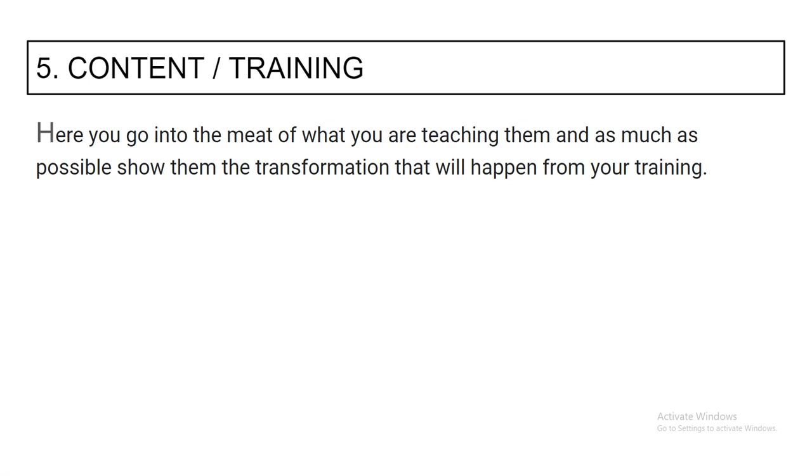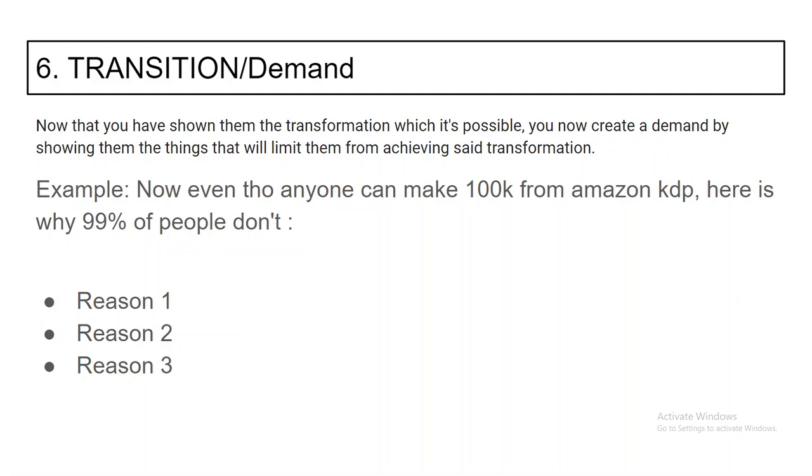The next thing is your content slash training. The next thing is your transition slash demand. Now you've shown them the transformation that is possible. You've shown them the destination. Now you want to create a demand by showing them the things that will limit them from achieving the said transformation. So you've sold them on the destination, and you've told them this is what is possible. You can make a certain amount of money. This is how it happens.